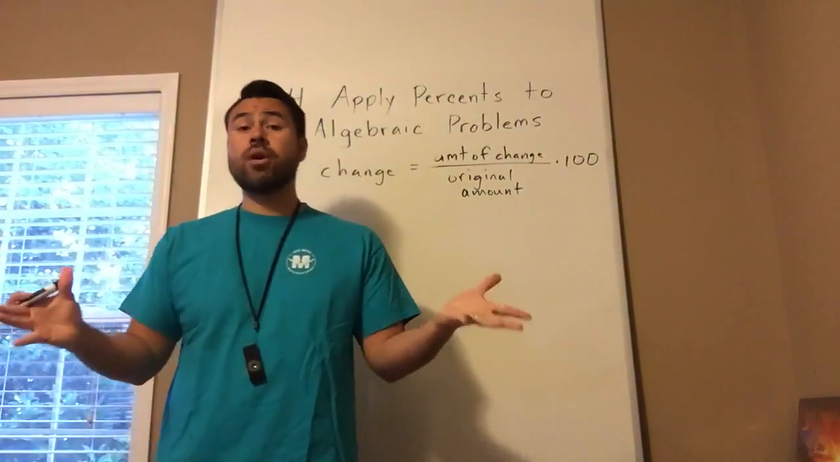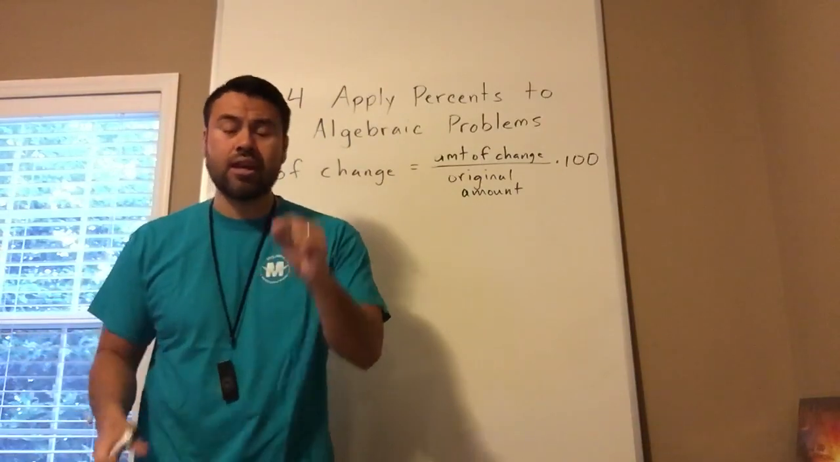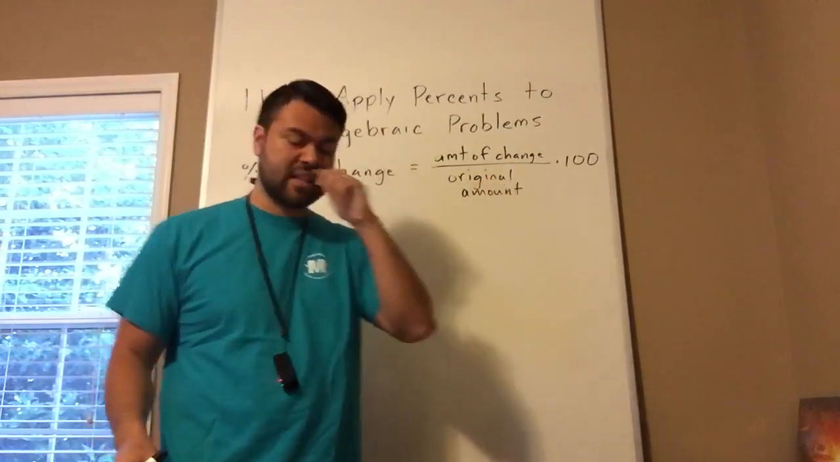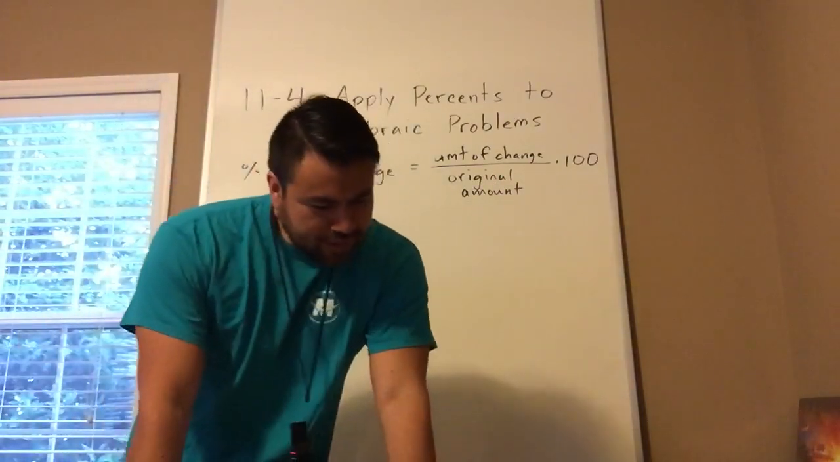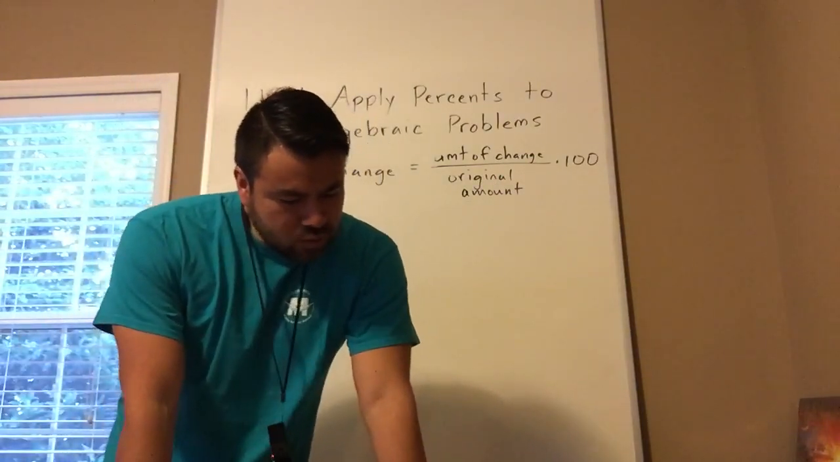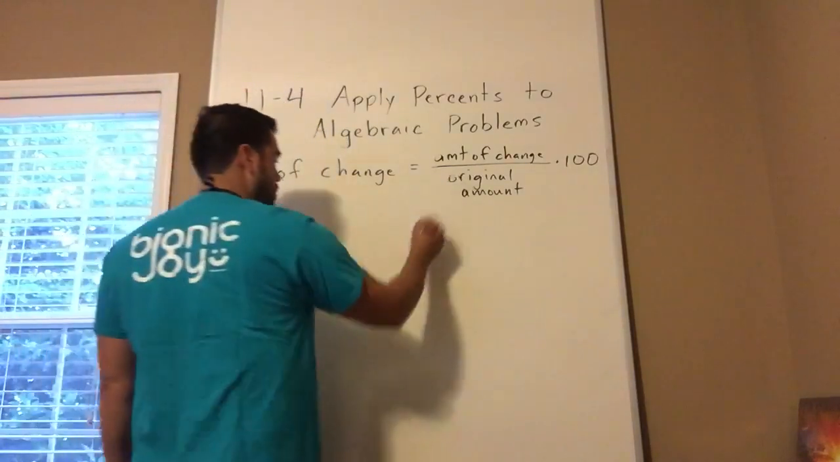So you're noticing 100s in every problem. You're moving the decimal twice, that's dividing by 100. Moving the decimal twice to the right is multiplying by 100. So on number 13, Kirk's starting wage was $12 per hour. That's the original amount. So here I have my formula.